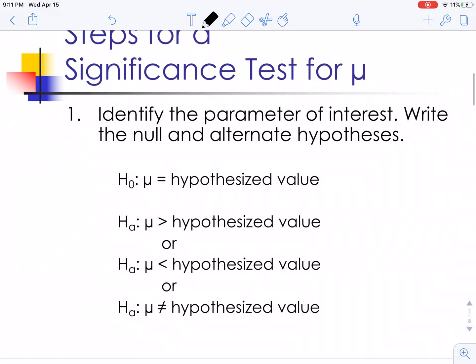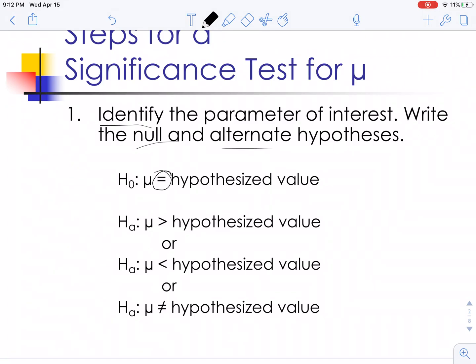In step 1, I always like to identify the parameter of interest, and then you're going to write your null and alternate hypotheses. So you go ahead and define what mu is. So here we're testing a population mean. So you're going to be defining mu, and then you're going to be making a hypothesis about that mu value. So remember, with your null hypothesis, mu is always going to get an equal sign. So mu equals some hypothesized value.